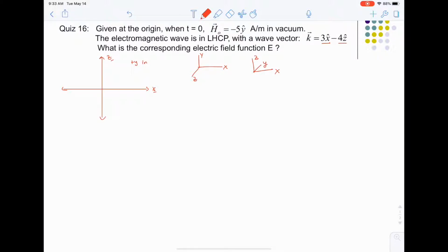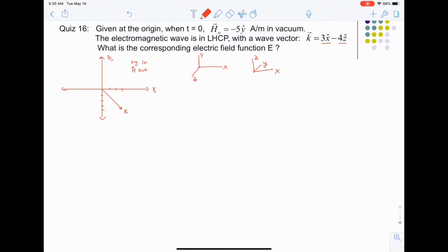And we're given the wave vector of 3x minus 4z. So 3 and 4 over here, that's our k. And we know H is in the negative y direction. And since we said positive y is into the board, the negative y will be out of the board. So H is out of the board.